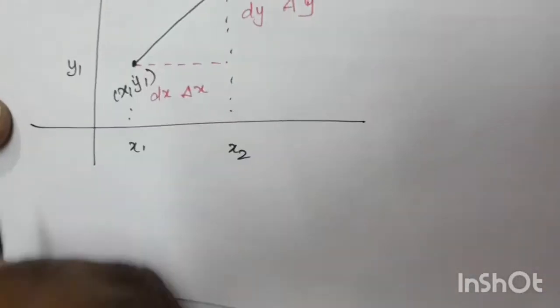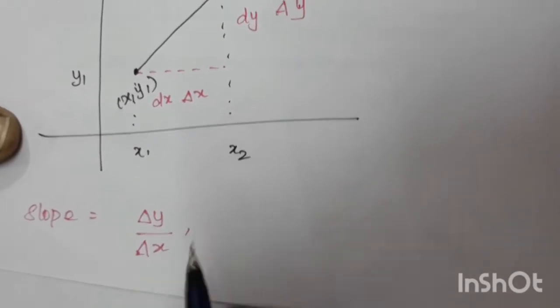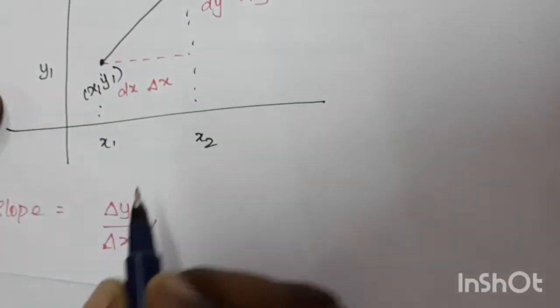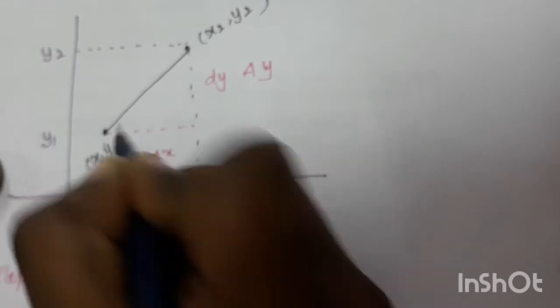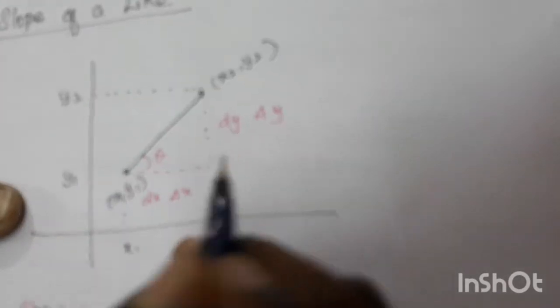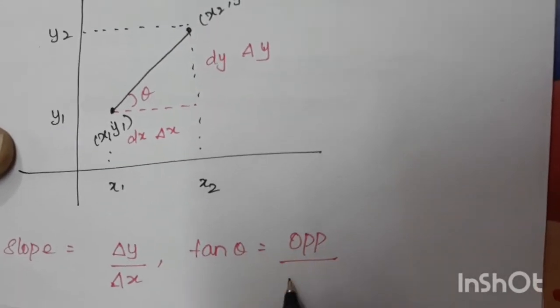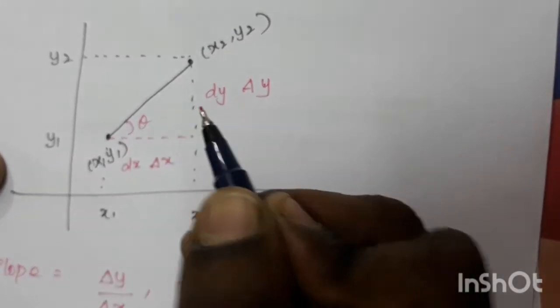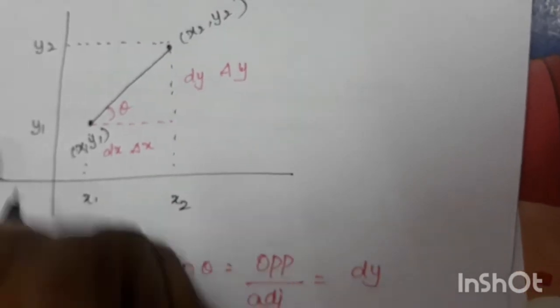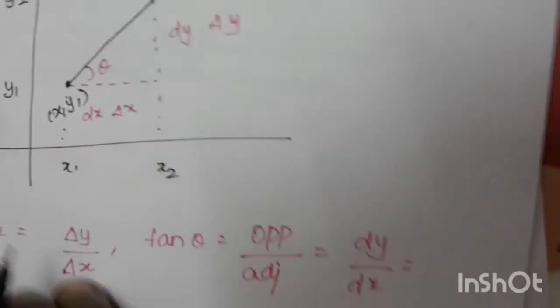Now the slope is said to be del y by del x. How does it come? If we close this line, it makes an angle theta. So tan theta is equal to opposite divided by adjacent. Opposite to this theta is dy and adjacent to the theta is dx. That is called del y by del x.